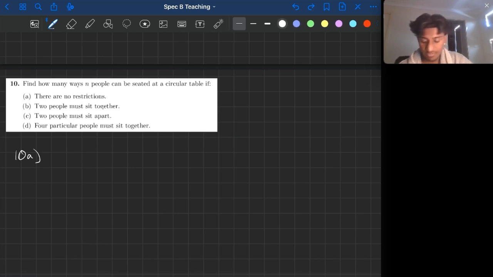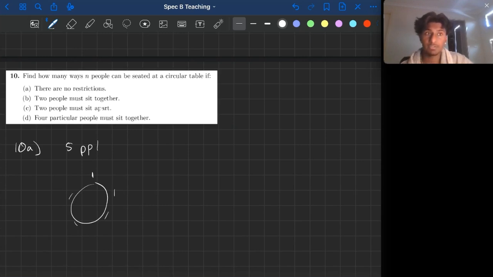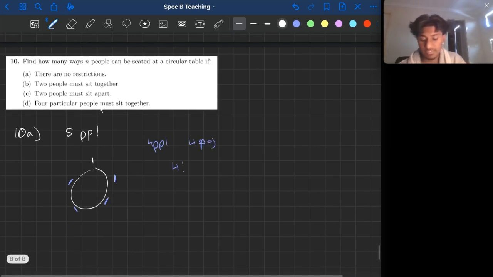So if there's 5 people in a circular arrangement, we have a circle, we put person 1 here, we fix person 1, then we have these 4 positions for person 2, 3, 4, and 5. So that's going to be 4 people now. If I just put in purple to illustrate that, these are the remaining people after we allocate 1. There's 4 people and 4 positions, so it's 4 factorial. So the answer when there's 5 people in a circle is 4 factorial.